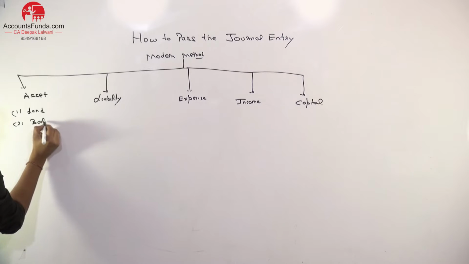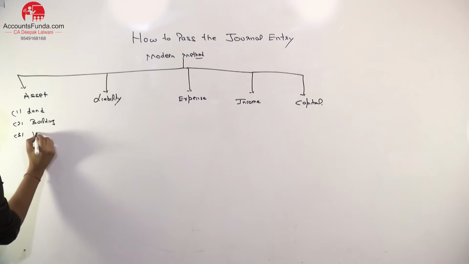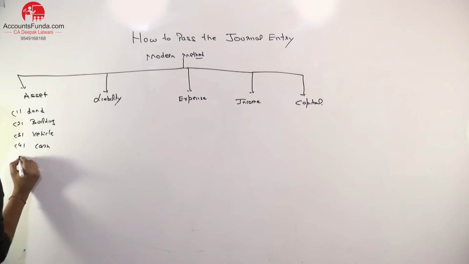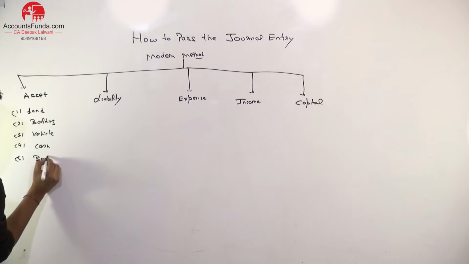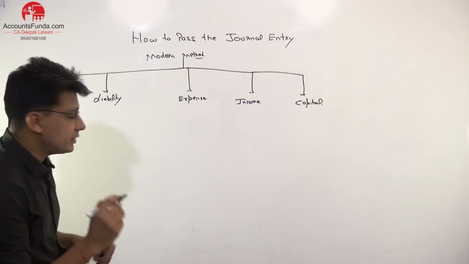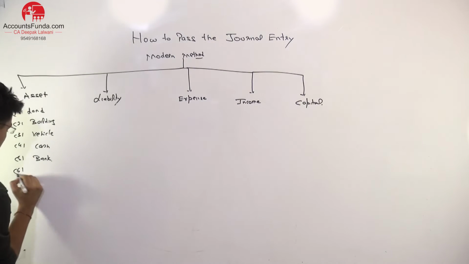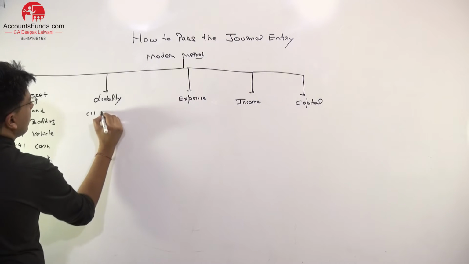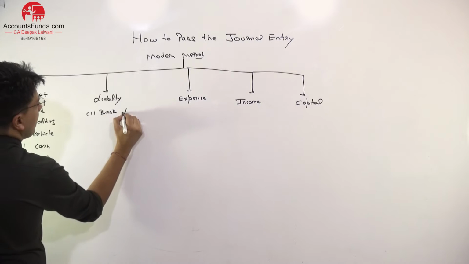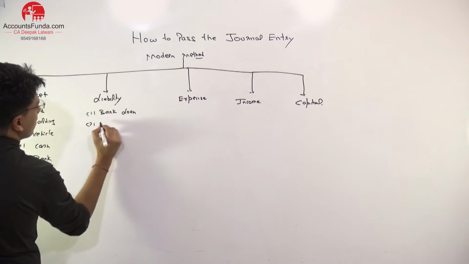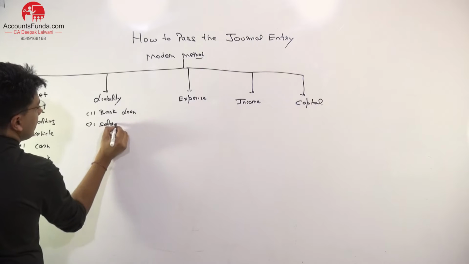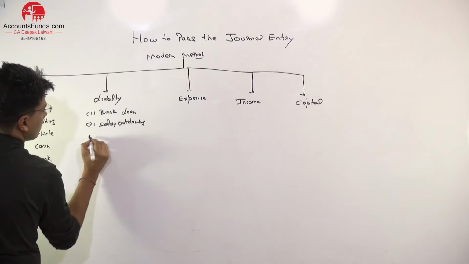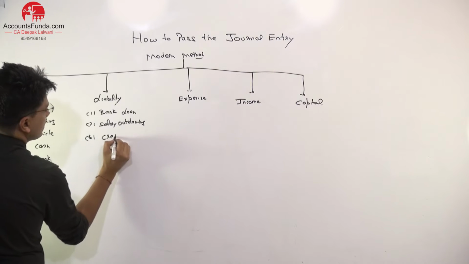I will give you an example of an asset, like land. Second, let's suppose building, vehicle, cash, bank balance. So all these are assets. Fixed debtor, I will explain in detail. Liability, let's suppose bank loan, salary outstanding, creditors, which I will explain to you.